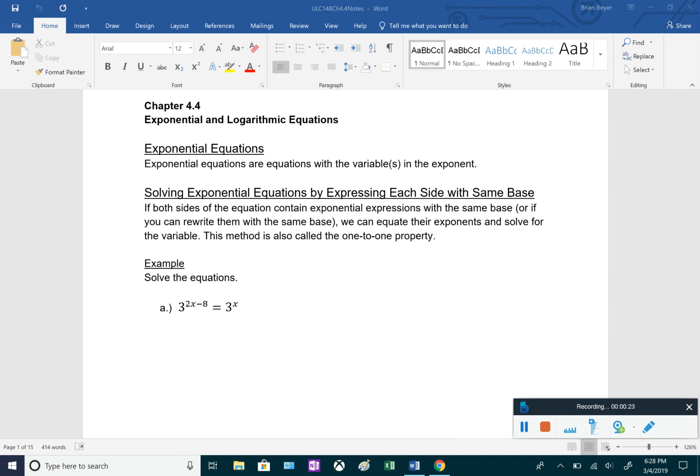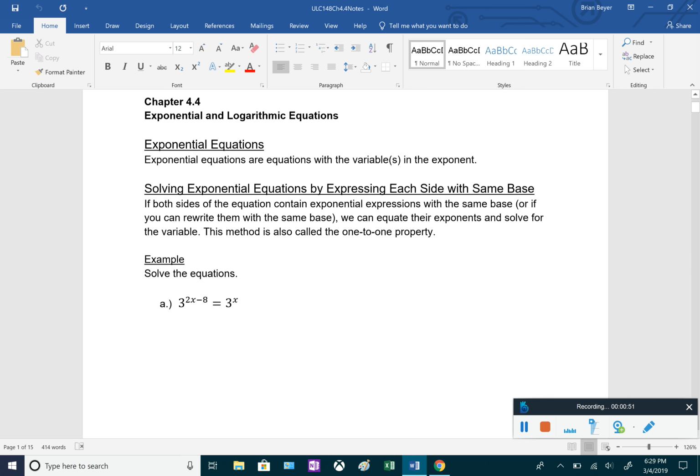The first way that we're going to try to solve these is by expressing each side of the equation with the same base. If both sides of the equation contain exponential expressions that have the same base, or if we can rewrite them so that they do have the same base, once they have the same base, all we have to do is equate their exponents and solve for the variable. This method is called the one-to-one property.